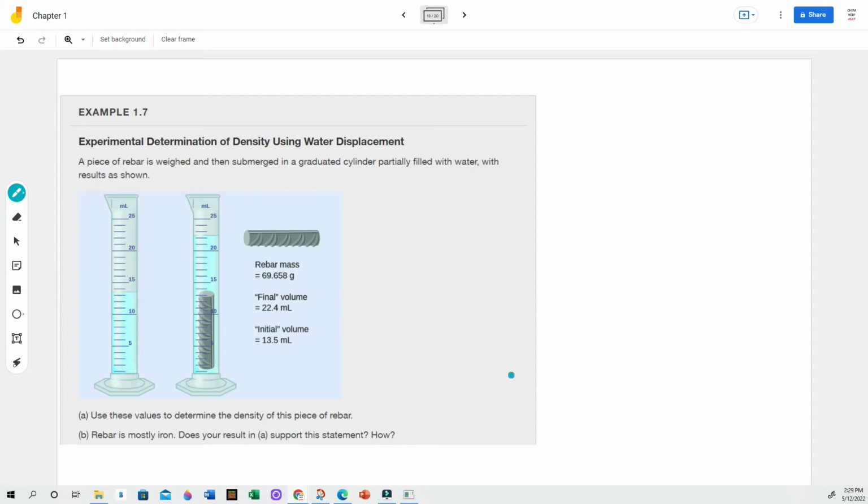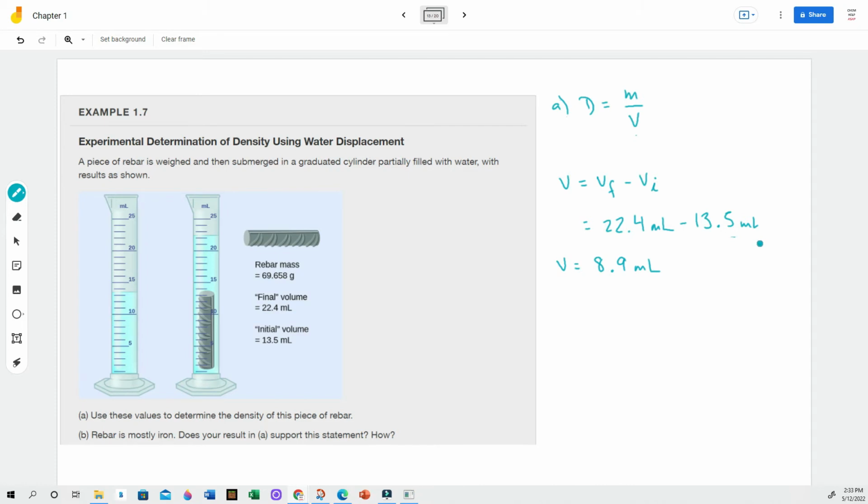Okay, so let's first just calculate the density of this rebar. Okay, for part A, as we know, density is mass over volume. Well, we have the mass, but we're going to need to calculate the volume first. So remember, the volume for our piece of rebar is going to be our final volume minus our initial volume. Now, in this case, it's great that they go ahead and give this to us. So we have 22.4 milliliters minus 13.5 milliliters. That gives us a volume of 8.9 milliliters.